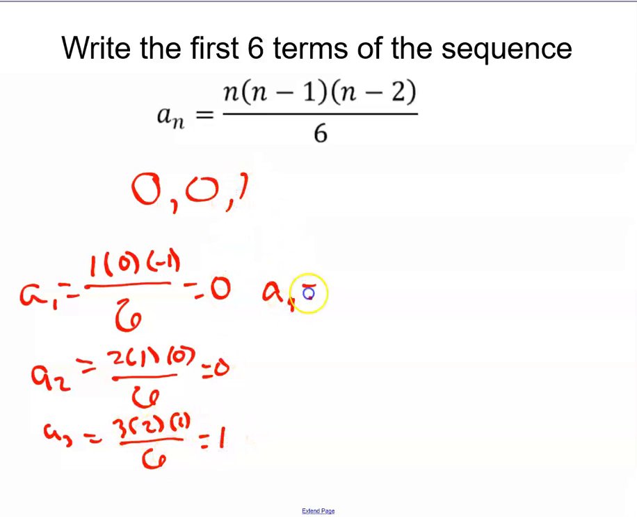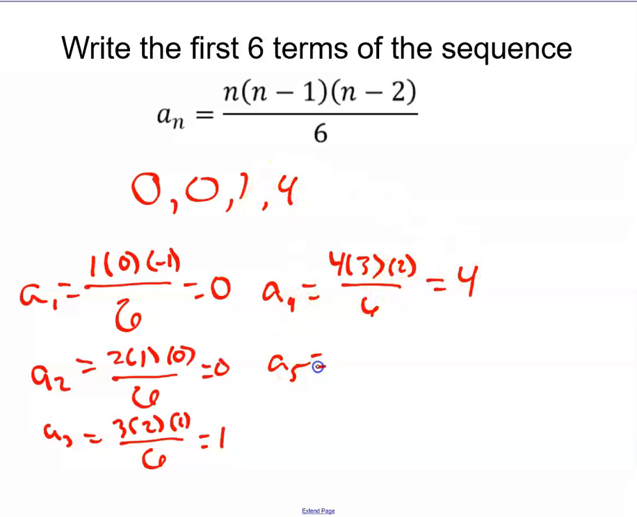a sub 4 is 4 times 3 times 2, all over 6. 4 times 3 is 12. 12 times 2 is 24. And 24 divided by 6 is 4.